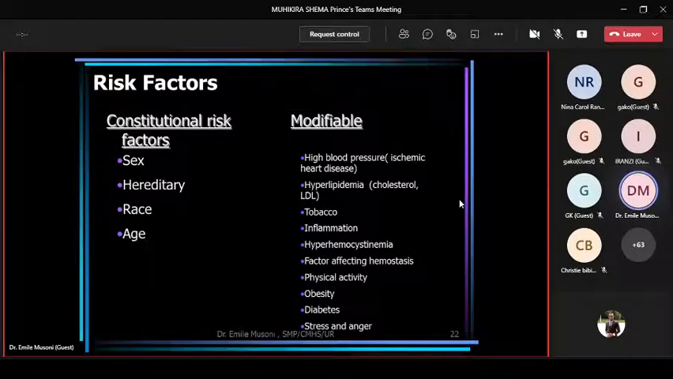What you must know, atherosclerosis is found in both male and female. Because if you go into those differences between the male and the female, it will create a long discussion.